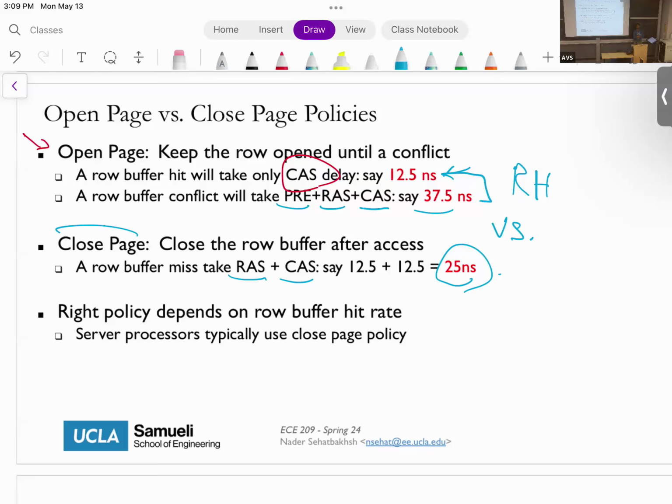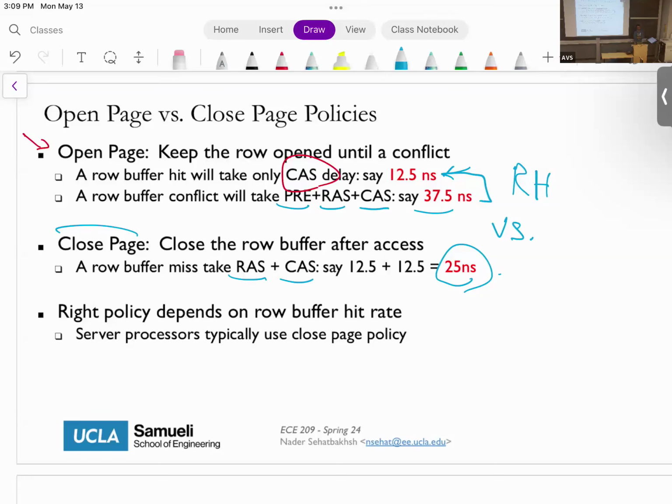Could you do some sort of implementation where you're monitoring your hit rate, and if it goes too high such that the delay is longer than the closed page policy, then you switch to the closed page? Yeah. By default you stay with open, yeah, and then go to close, yeah.